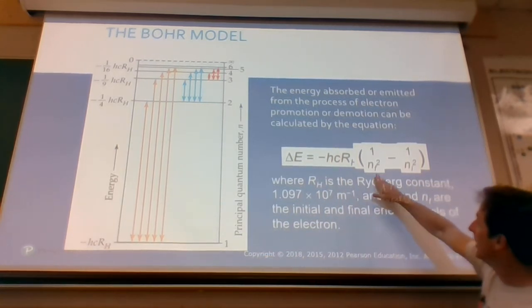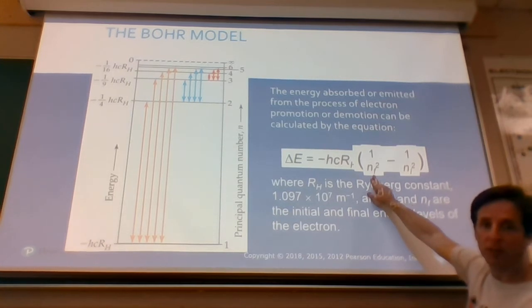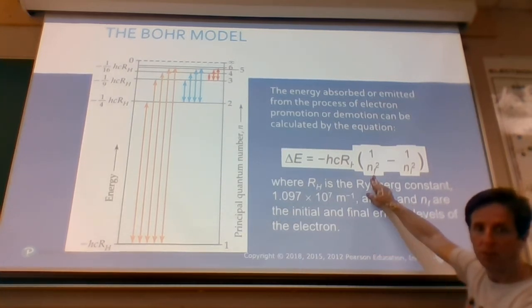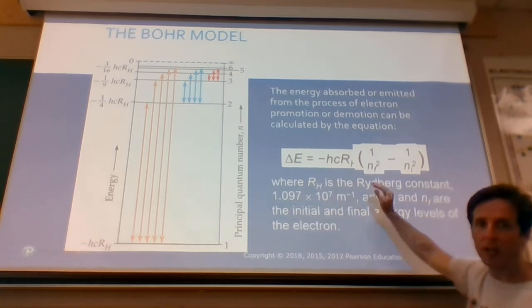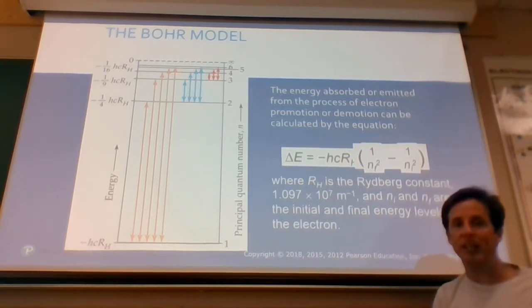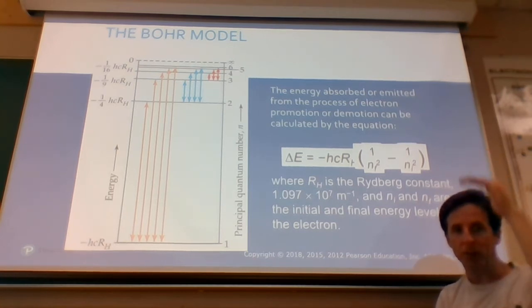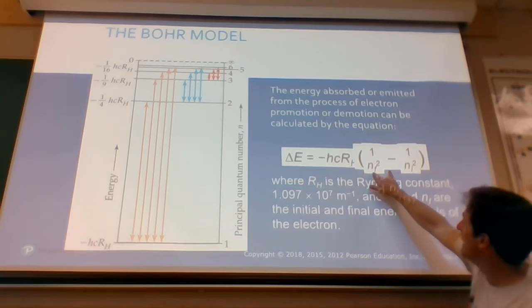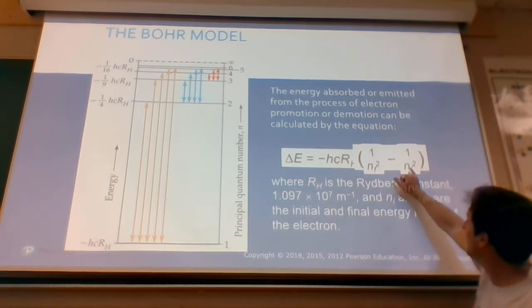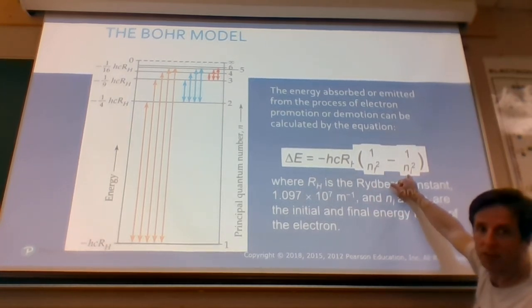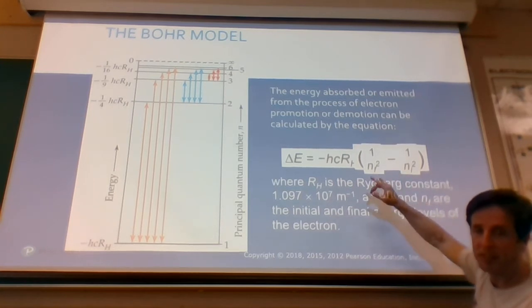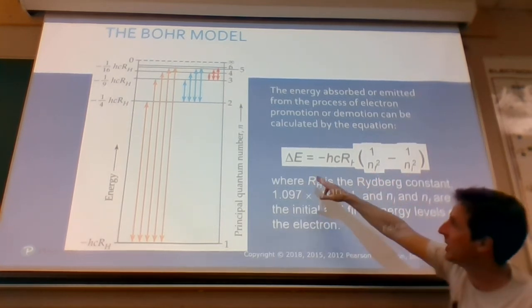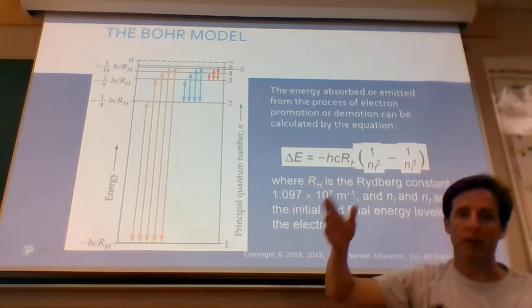And then the nf is the final energy level, which specifically needs to be the lower energy level, because what we're doing with this equation, we're calculating the energy emitted by an electron when it drops from a high energy level to a low energy level. In this equation, nf needs to be the lower level, ni needs to be the higher level, okay? Now, specifically, this one is not as big a deal because the change in energy could be absorbing or releasing.